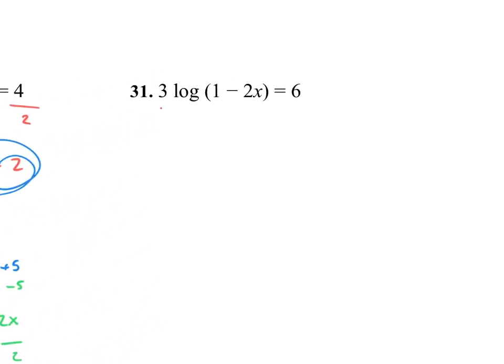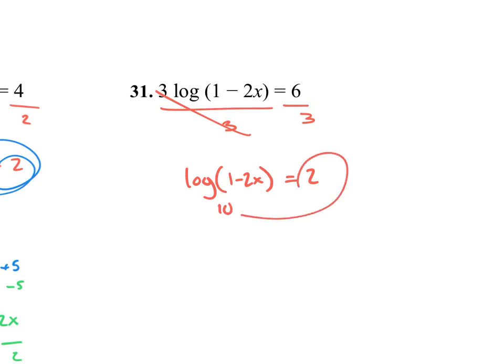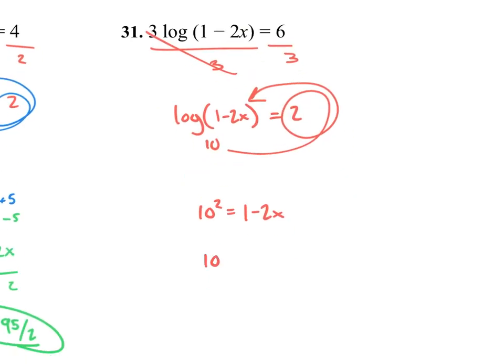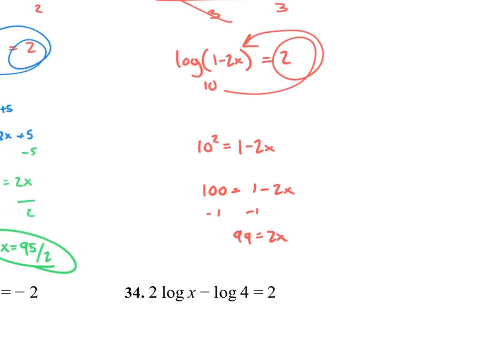One final one here. We'll divide both sides by 3. And we'll do a loop and swoop. And all these were base 10. If the base was something different, you would just raise it to whatever the swoop power is. So we have 100. We'd subtract a 1 from both sides. And we get our final answer of x equals 99/2.